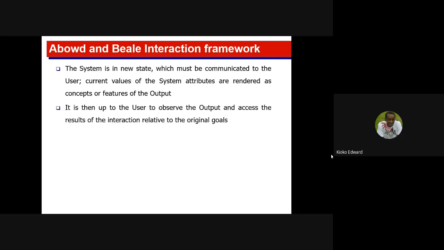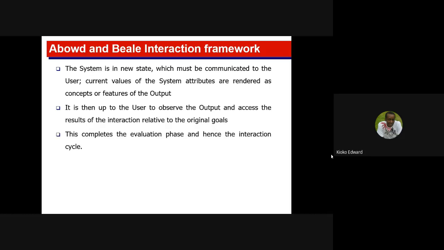At this time, it's now upon the user to look at the output on the user interface and assess whether the interaction was successful or not. The output I see on the interface, does it match my original goals? If not, then we have to repeat this cycle again. There's no big difference between this model and the Donald Norman execution model. The difference is very minimal. What these authors have brought in is the user interface, the system, and the user separately, and we are also looking at the transitions.